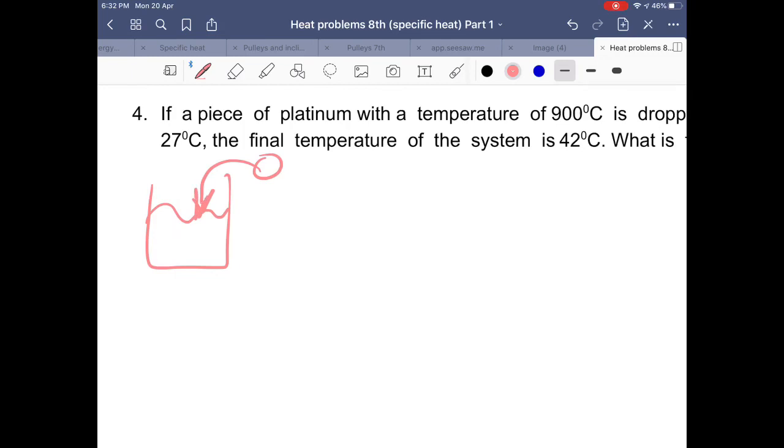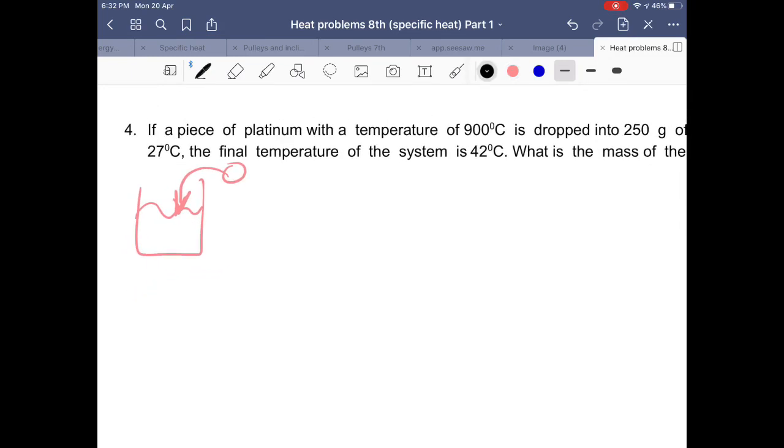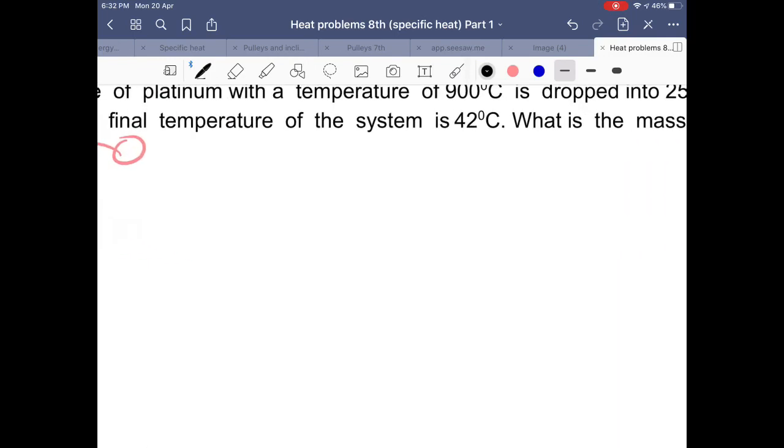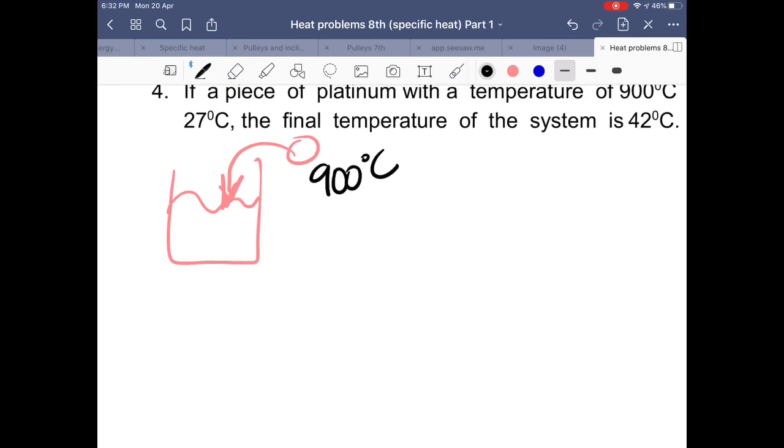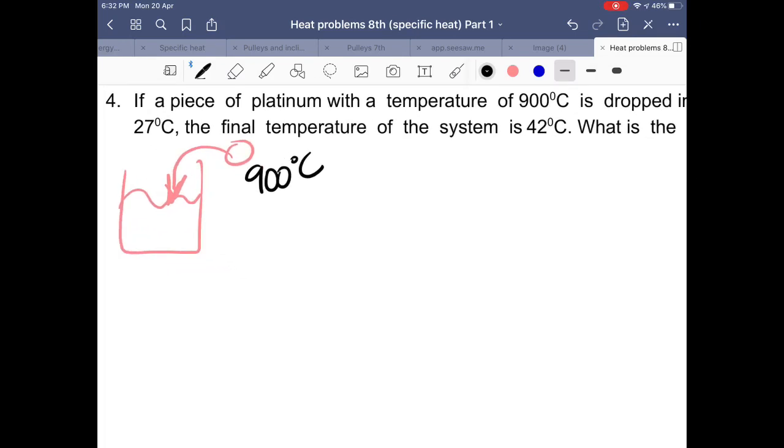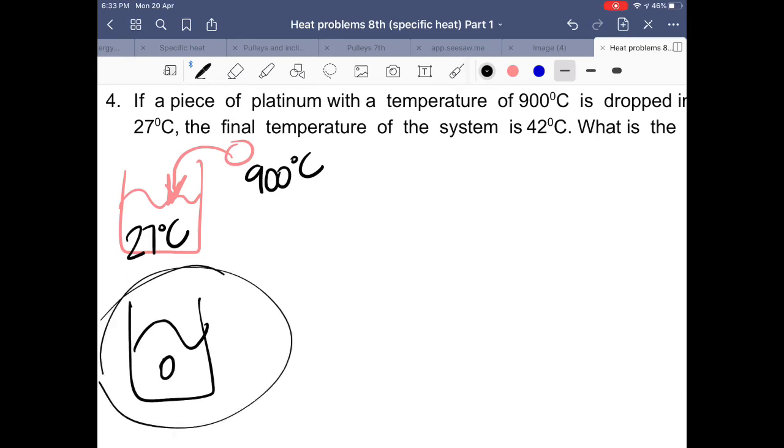Okay, important. They're telling you here that you have water, and then you insert the piece of metal into the water, and the metal at the beginning is 900 degrees Celsius, and the water at the beginning is 27 degrees Celsius. What happens? Water will become warmer, and the metal, platinum in this case, will become cooler, okay? And once they are together right here, the whole system will be 42 degrees Celsius, okay?